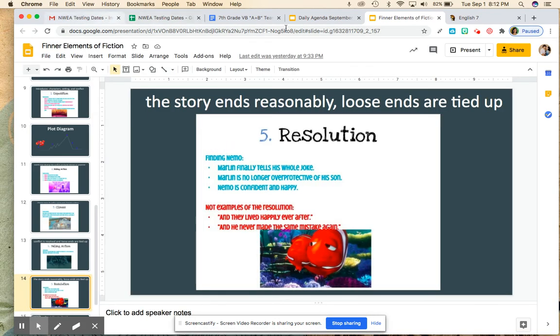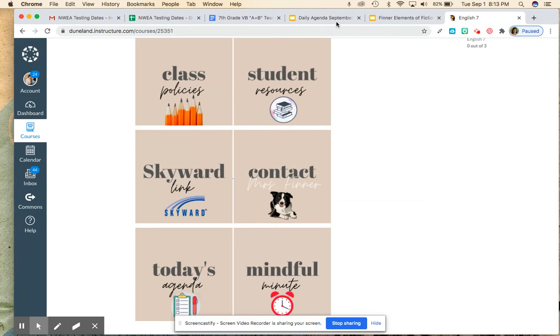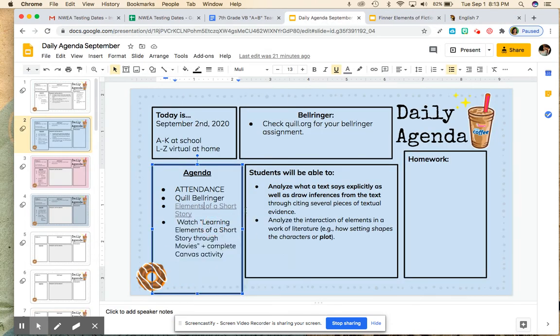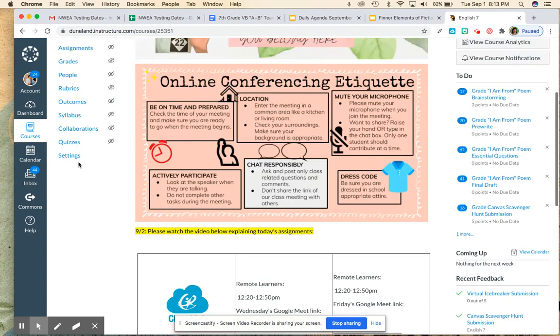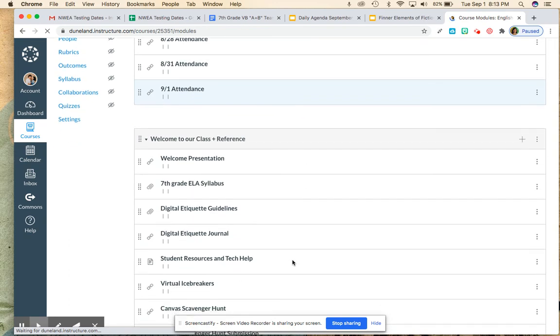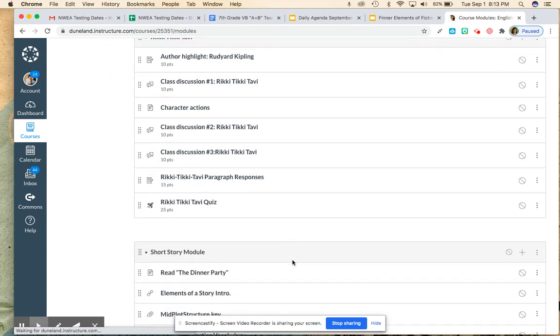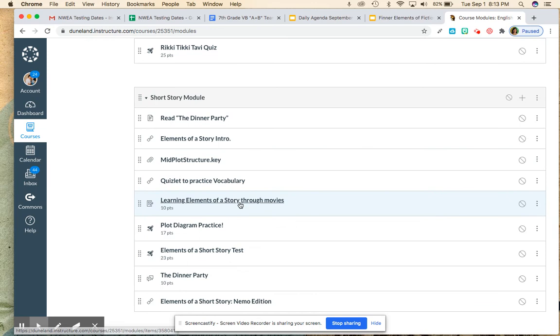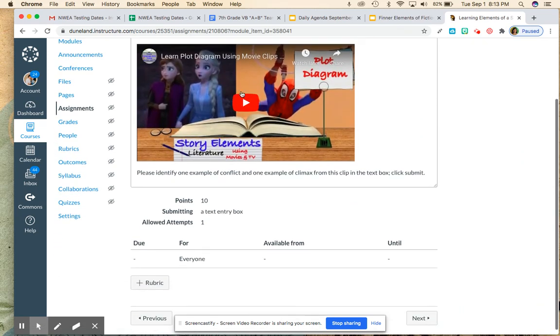And lastly, your last thing to do for English class, if we look at our agenda here, you're going to watch Learning Elements of a Short Story Through Movies and complete a Canvas activity. So you're going to click into Modules, and you're going to click on the short story module, Learning Elements of a Story Through Movies. This will be open for you. You're going to watch this YouTube video, this short clip, and you're going to identify one example of conflict.